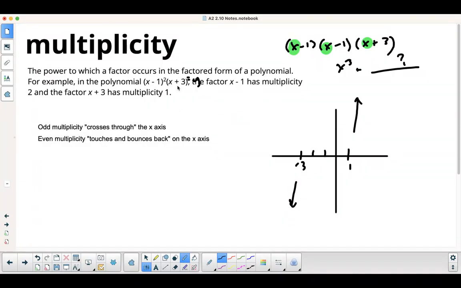But here's the key. At -3, it has an even or an odd multiplicity? x + 3 has a multiplicity of 1. So at -3, I'm going to cross through the axis. And then since 1 has a multiplicity of 2, it's going to actually just touch it right there and bounce back up. Okay, so it'll look something like that. It's a little crooked here, but it should be smoother.